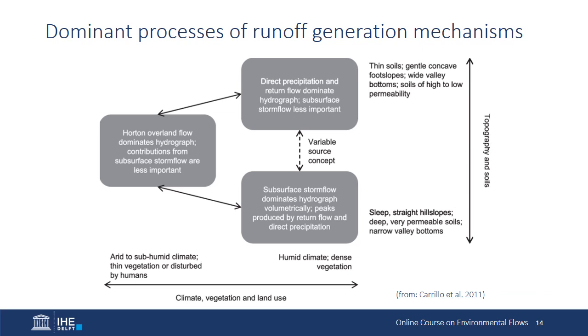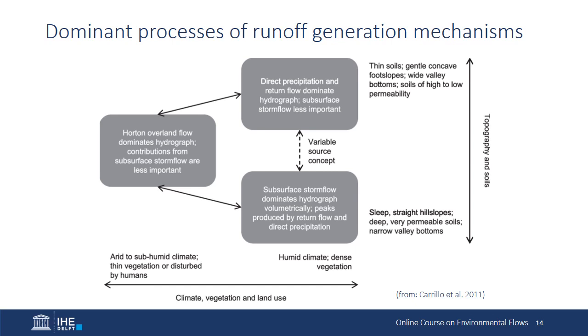What are now the dominant processes of runoff generation mechanisms and the link to topography and soils on the one hand side and climate and vegetation on the other hand? It's not very uncommon in arid and semi-arid zones that we have high rainfall rates and low infiltration capacities of the soils. That will lead to more fast surface near runoff generation processes like Hortonian overland flow, whereas subsurface storm flow are less important. In humid climates with dense vegetation, we have to differentiate between different soil types.